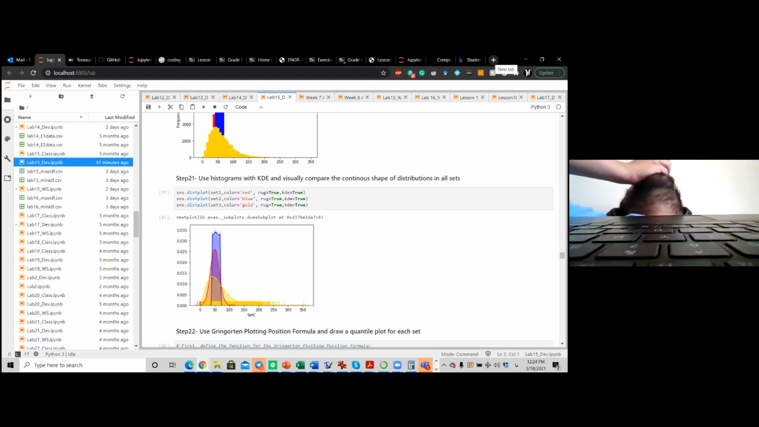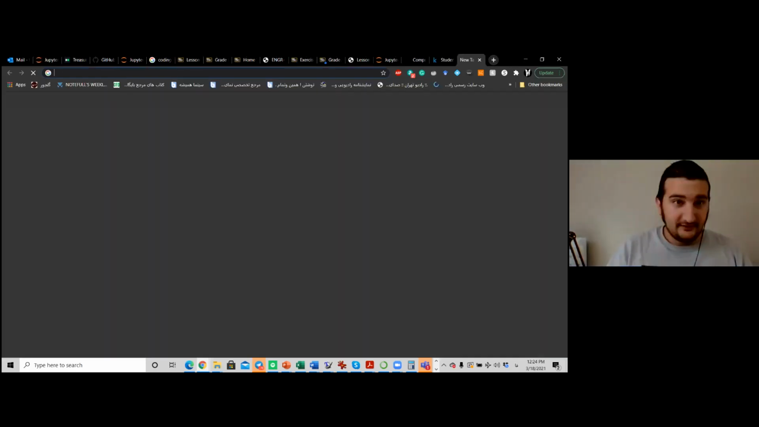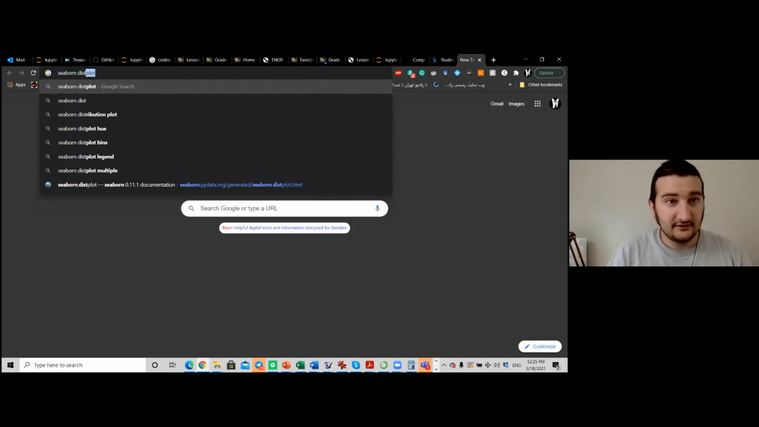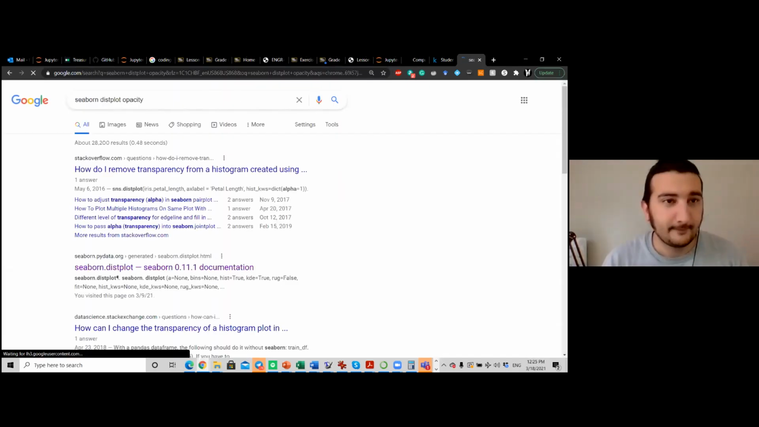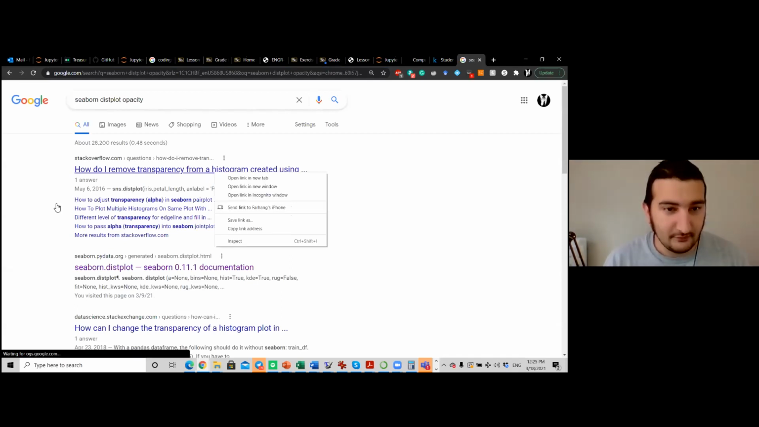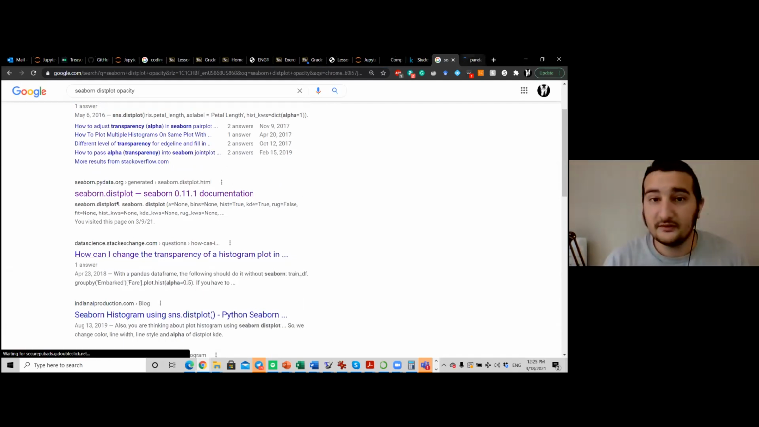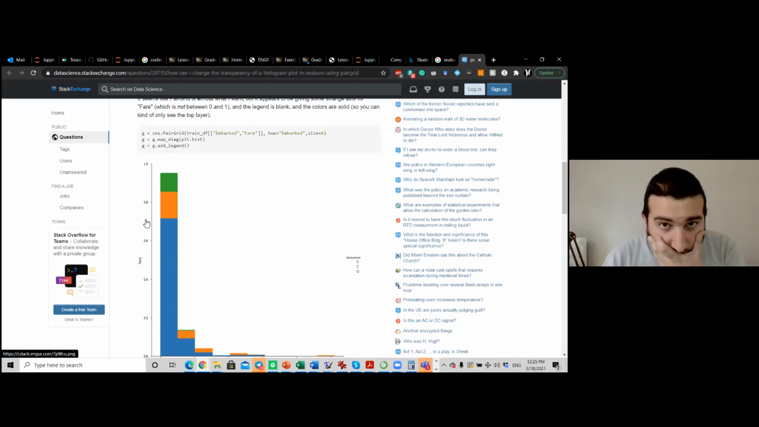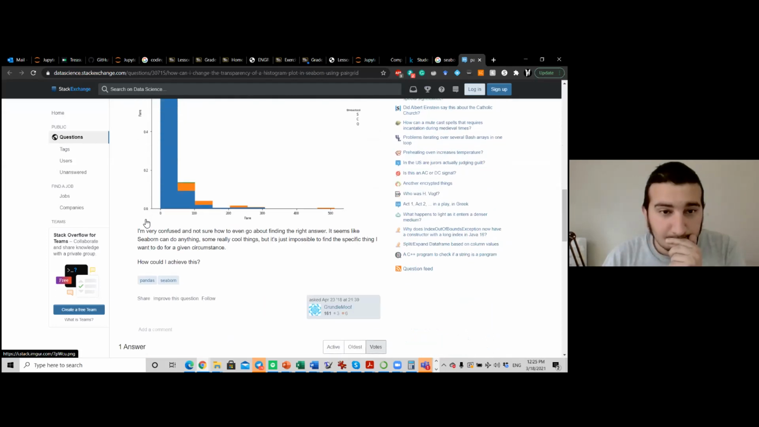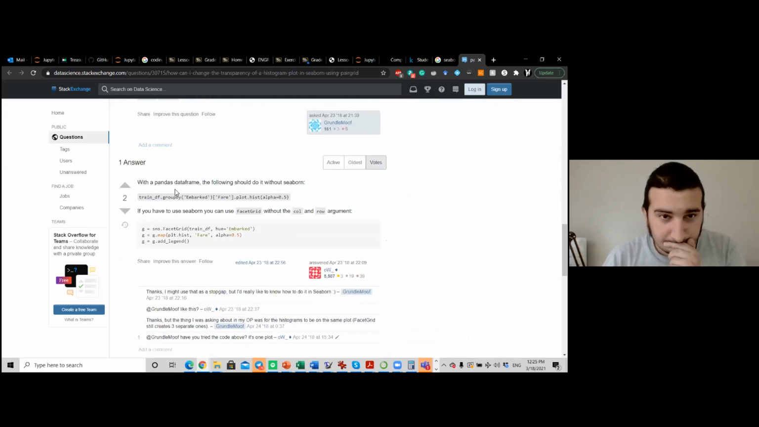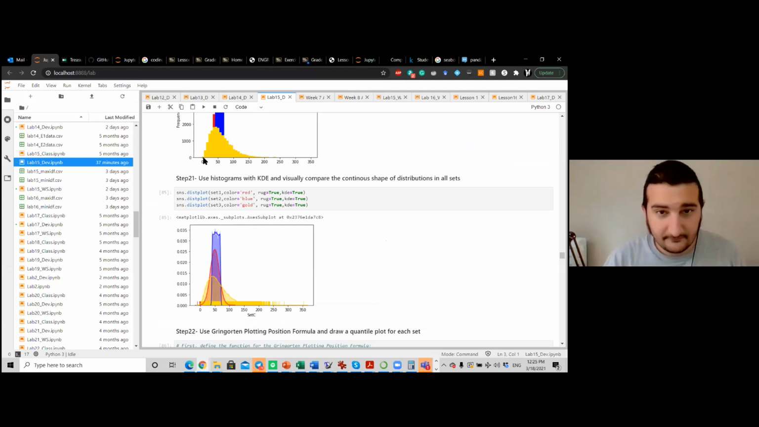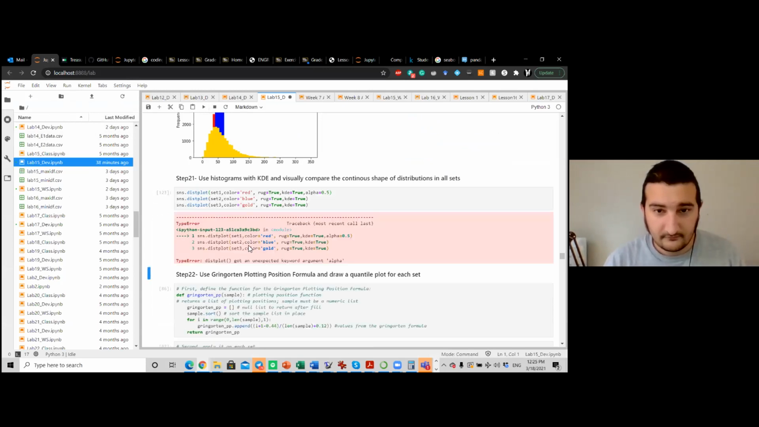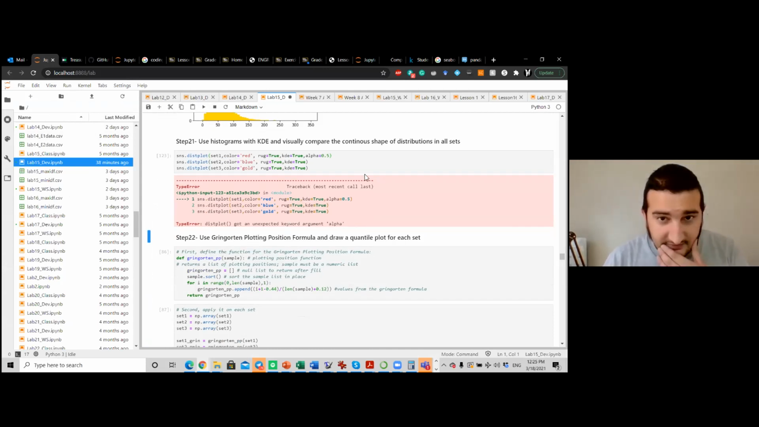Yes. So let me do a little Google search. Seaborn distplot opacity. I don't want to remove it. This might be a better one. I think the alpha thing might be helpful. Let's give that a try. Oh, got an unexpected keyword argument, not working.